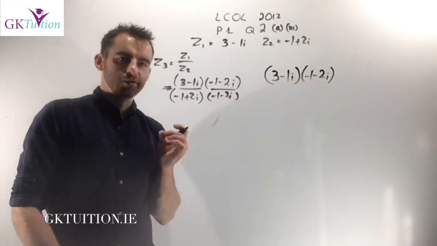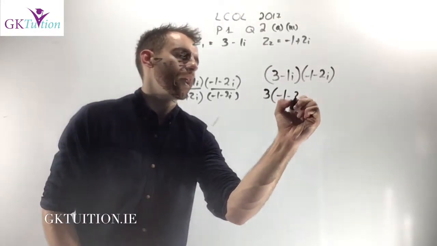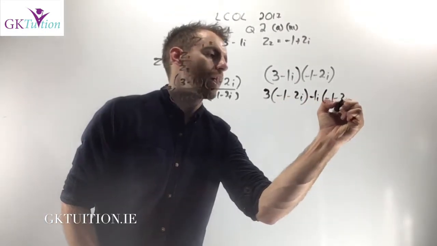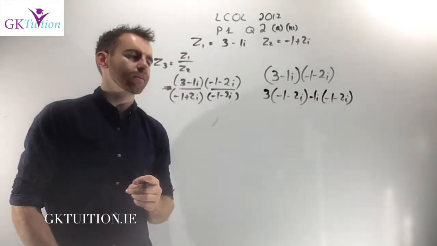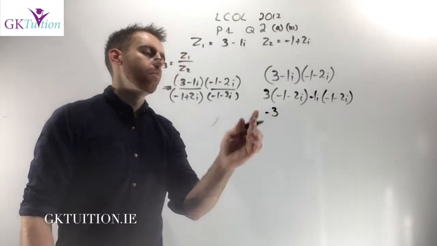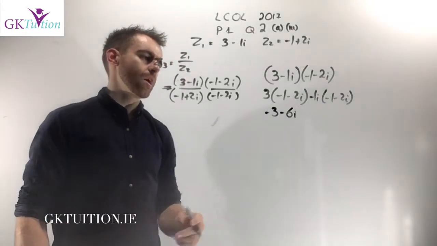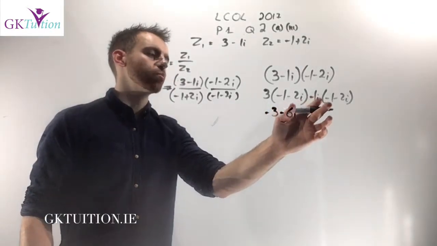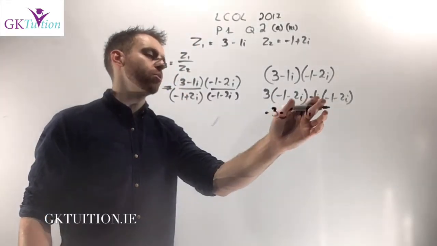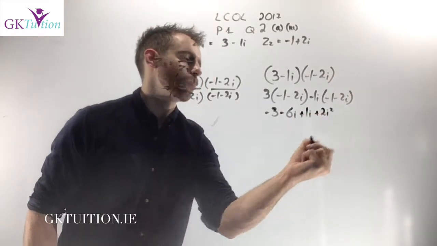Now, in order to multiply out double brackets, you have to take the first thing in the first bracket and multiply it by the second bracket. And then take the second thing in the first bracket and multiply it by the second bracket. So this is how I'm going to expand it. Plus 3 by minus 1 gives me minus 3. Plus 3 by minus 2i gives me minus 6i. Minus 1i multiplied by minus 1 gives me plus 1i. And then minus 1i multiplied by minus 2i gives me plus 2i squared.